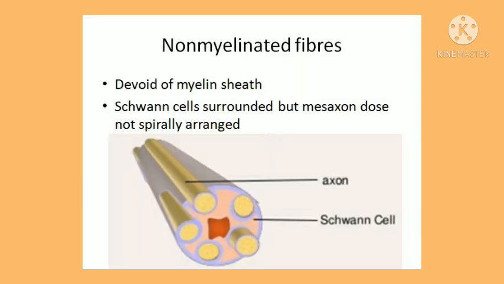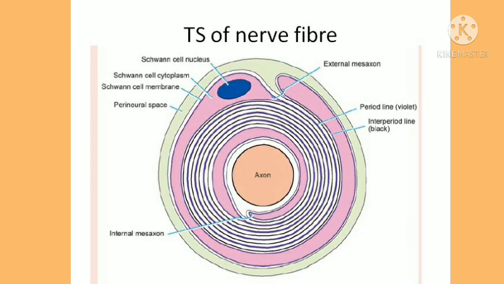Non-myelinated nerve fibers are axons which are devoid of myelin sheath. The non-myelinated fibers are also surrounded by Schwann cells. These unmyelinated axons invaginate into the cytoplasm of Schwann cells, but the mesaxon does not spiral around them. Another difference is that several such axons may invaginate into the cytoplasm of a single Schwann cell.